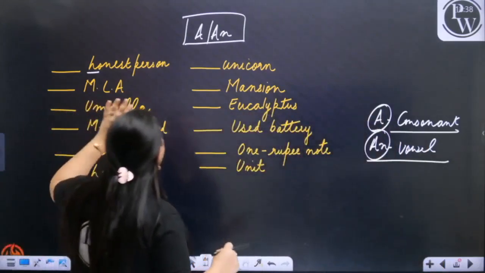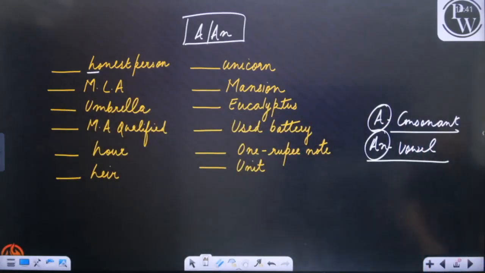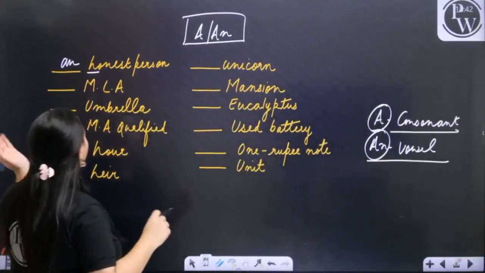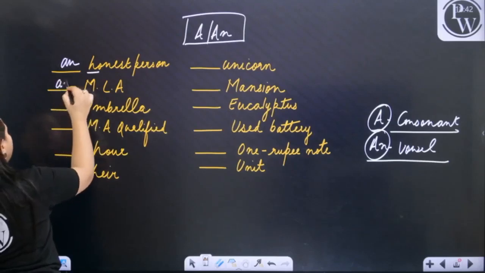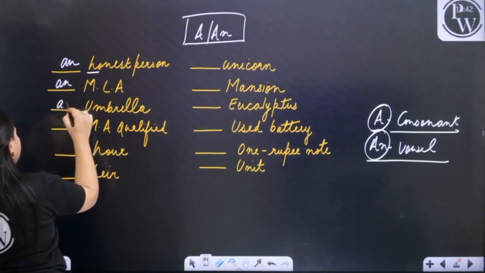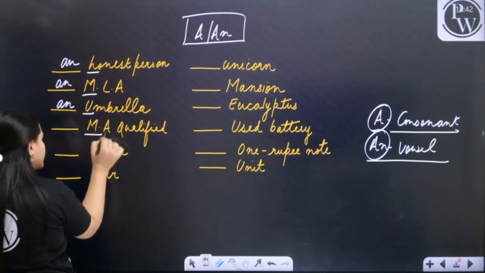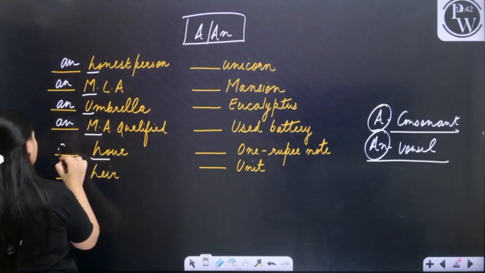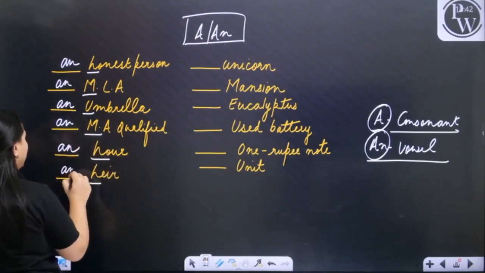Now, when we talk about honest person, honest is starting with H and H is a consonant. Still, we are going to put an before it. Now, MLA is starting with M. M is a consonant, but still we'll put an before it. Umbrella is obviously starting with a vowel, so we know that we have to put an before it. Now, MA qualified is starting with a consonant. Still we'll put an before it. Hour is starting with H. We'll put an before it. Heir is starting with H. Still we'll put an before it.